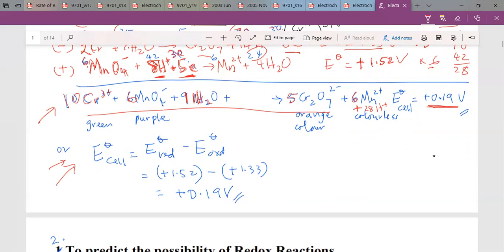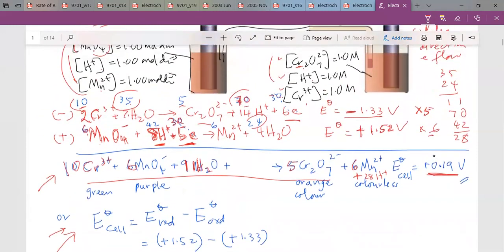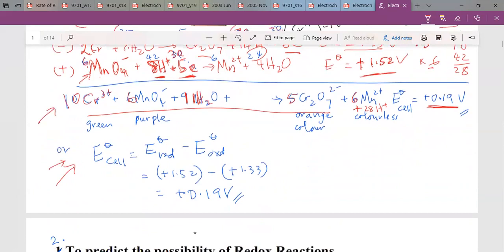So E cell is E reduction minus E oxidation. Very simple. Reduction first. Okay, so reduction is who? Reduction is the chemical form. Okay, original values, raw values, plus 1.52 minus the original value of dichromate, plus 1.33. So same, you get 0.19 volts. Okay, so now you can use standard electrode potential to predict any cell, from Daniell cell to kingdom come cell, whatever.